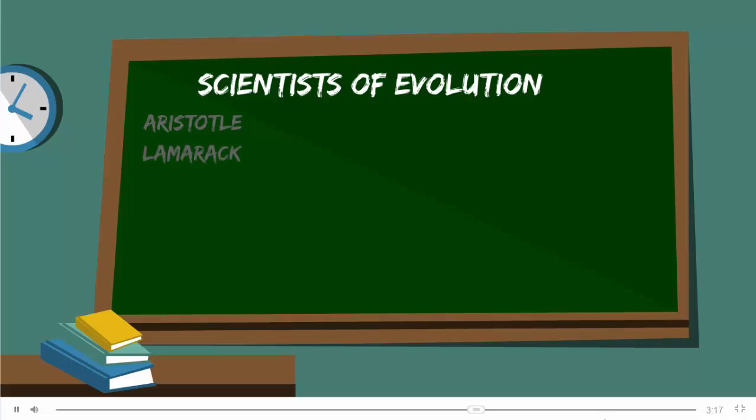Lamarck was a contemporary of Darwin who also developed a theory of evolution. He published his theory in 1809, the year Darwin was born. His theory relies on the ideas of inheritance of acquired characteristics and use and disuse. He stated that individual organisms change in response to their environment.